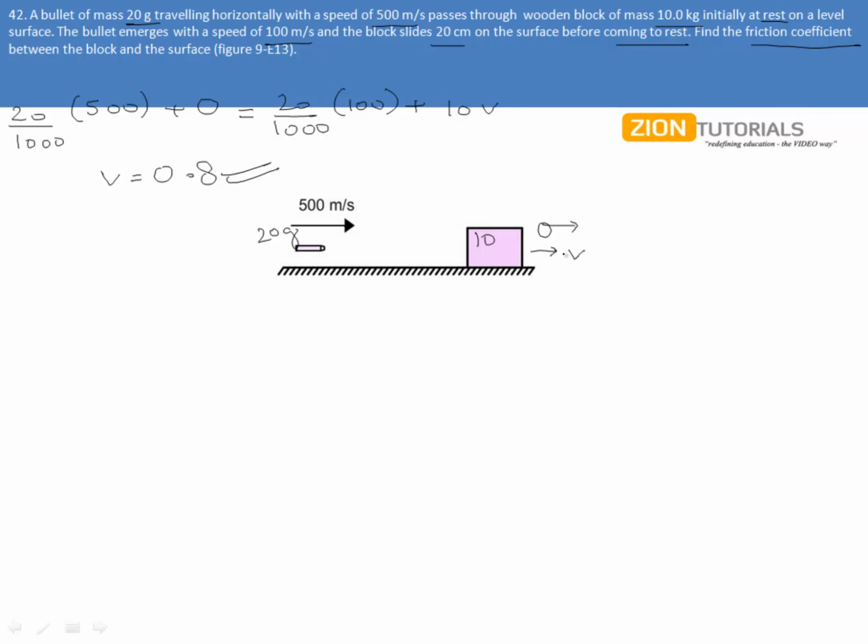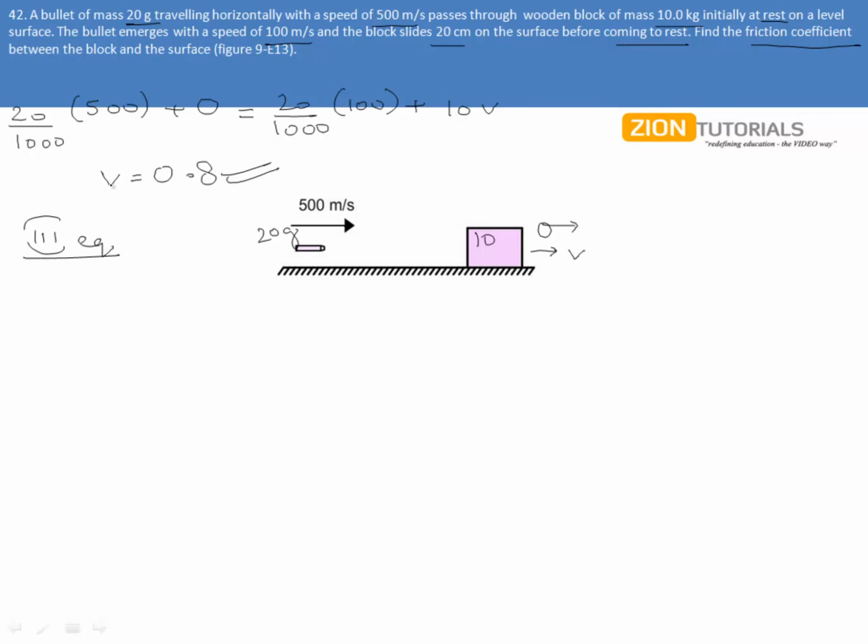So this means when the bullet comes out, the block is left with a velocity of 0.8 to move on this floor. But it travels only 20 centimeters. This means that some force is opposing this motion. That is, some deceleration is taking place, and that deceleration is actually due to friction, and we need to find that friction coefficient.